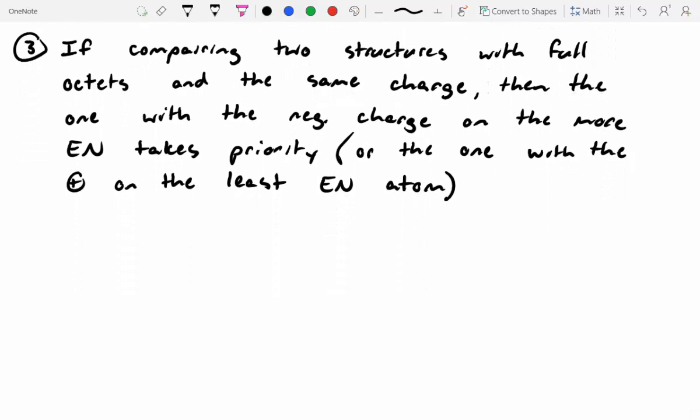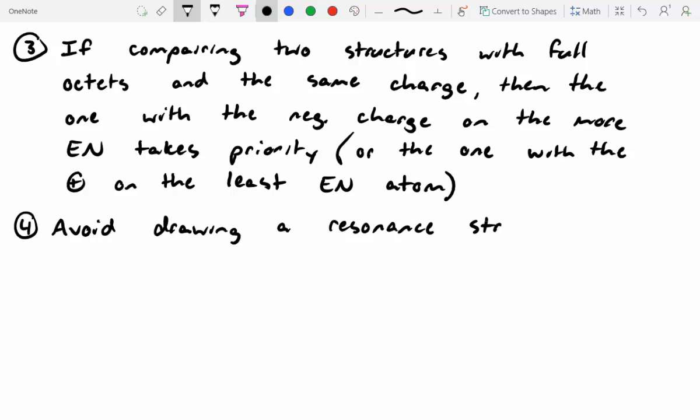So that's rule number 3. We want to try to put the charge on the atom that's happiest carrying that charge. And then rule number 4 is pretty simple. It's avoid drawing a resonant structure with both carbon bearing a formal charge and carbon bearing a negative charge. That just looks kind of funny.